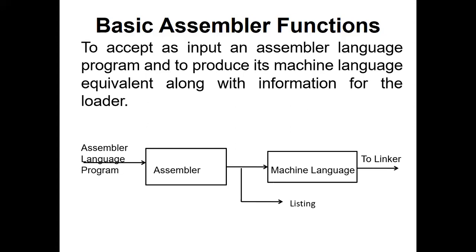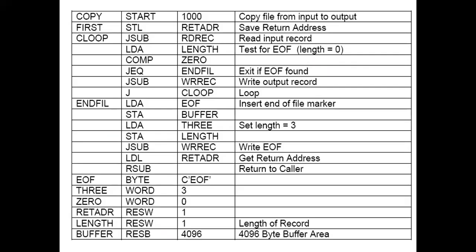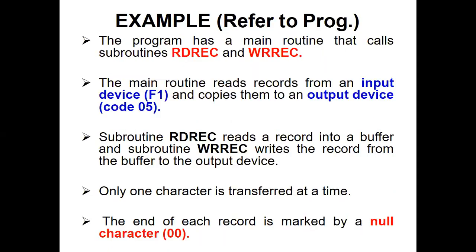An assembler is systems software which converts assembler language to machine language, and it also produces information required by the loader to load that program. Now we are going to start explaining an assembler using a program. We start by using an example of a program which we are going to see, but let us first explain what it does.